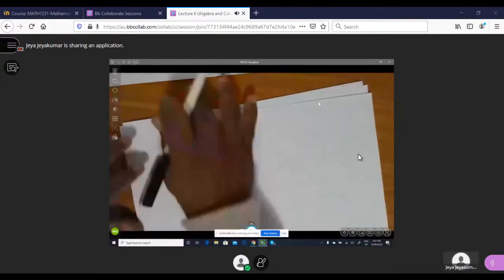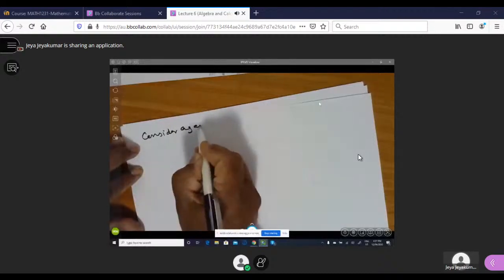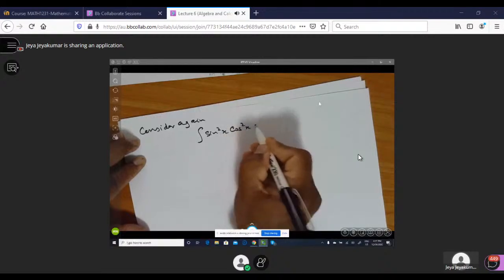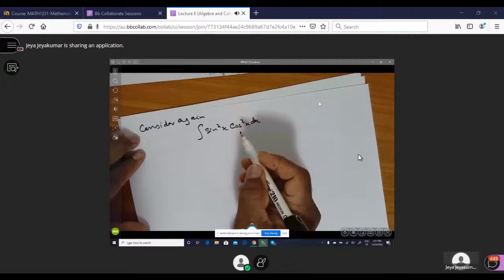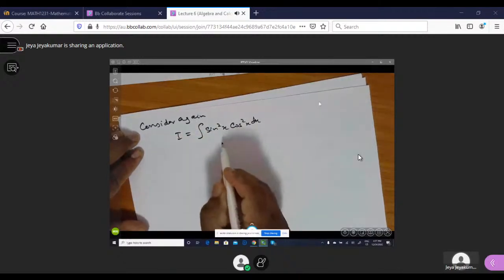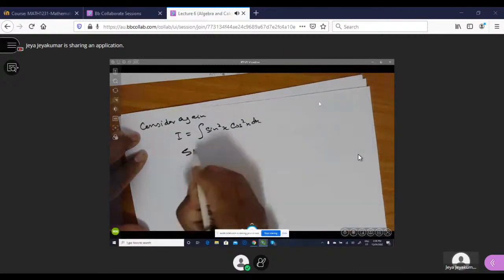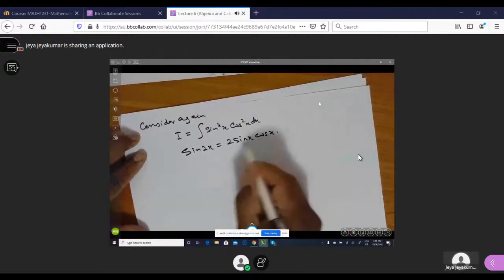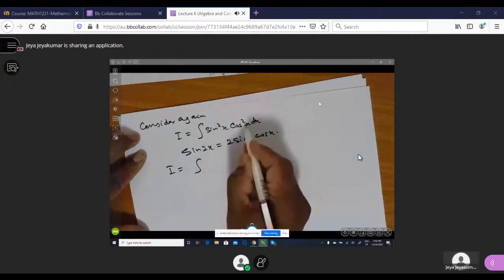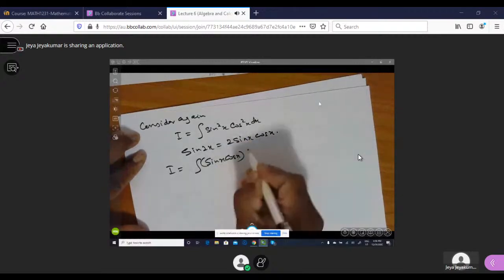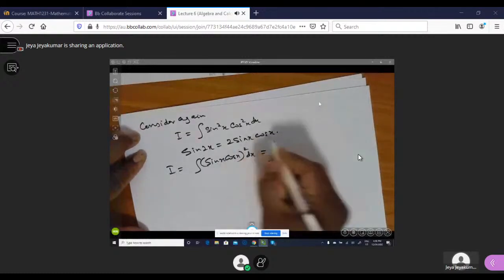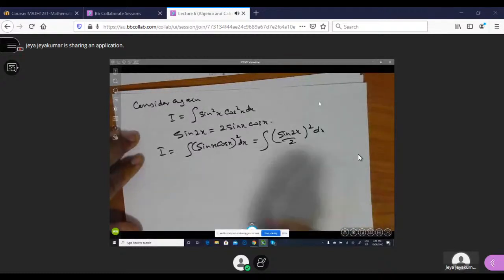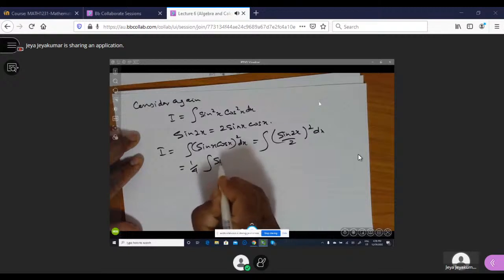So let's consider again the integral of sine squared x cosine squared x dx. I equals here. Now, this time I'm going to use the double angle formula for sine, right? You know that sine 2x is 2 sine x cosine x. Therefore, you can write sine x cosine x as sine 2x on 2. So that is the integral of sine x cosine x squared dx, and I write sine x cosine x as sine 2x on 2 squared dx. So that gives you 1 fourth sine squared 2x dx.